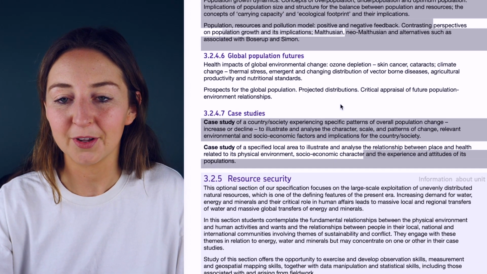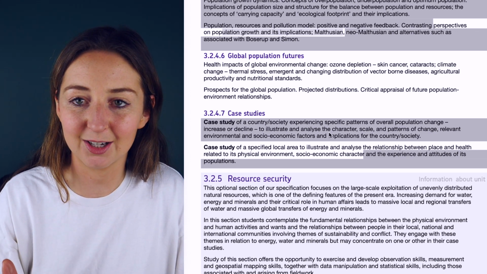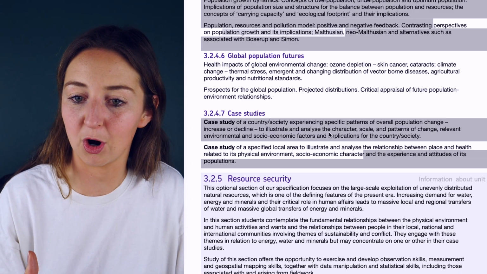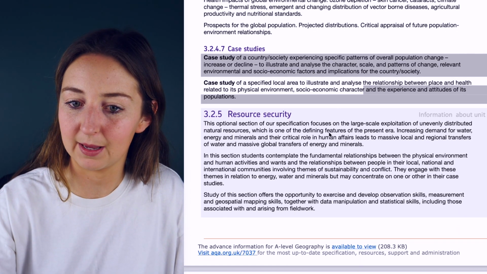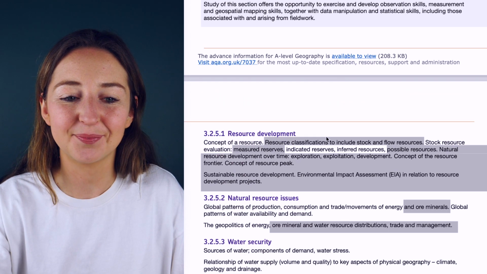And just remember, reminding you for each part of the spec, even though it doesn't say this case study might be in, make sure you have place and understanding of different locations and environments, as you get awarded marks for case studies. And finally, the last section, resource security.